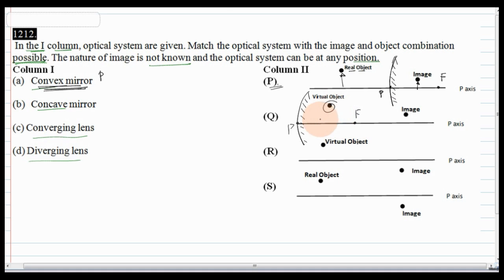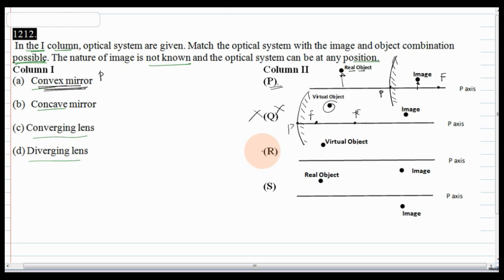The other case of a virtual object may be beyond focus, and when the virtual object is beyond focus, you need to remember that the images are inverted. So case Q is not matching with the convex mirror. For a virtual object between pole and focus, the image is real and enlarged, which is not given in option Q. With a virtual object beyond focus, images are inverted, but the image here is erect, so this option is not matching with the convex mirror.